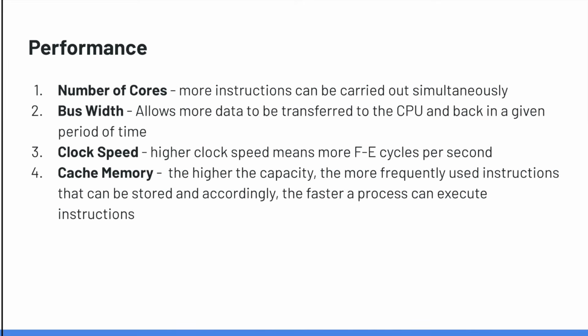So now that we've talked about ways of connecting to computers, we're going to move on to performance. Now, this is specifically the factors that affect the performance of a computer in terms of the speed at which they can process and deal with programs. The speed at which they can execute programs, more specifically. Now there are 4 factors we're going to talk about. The first is the number of cores. The second is the bus width. The third is the clock speed. And the fourth is the cache memory.